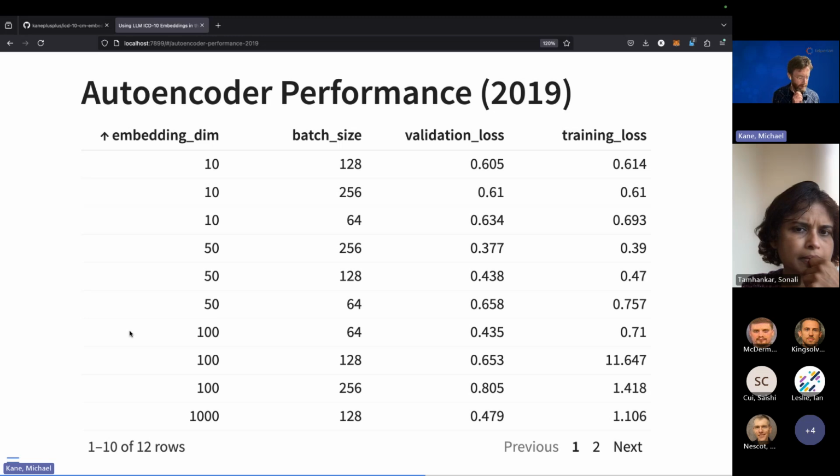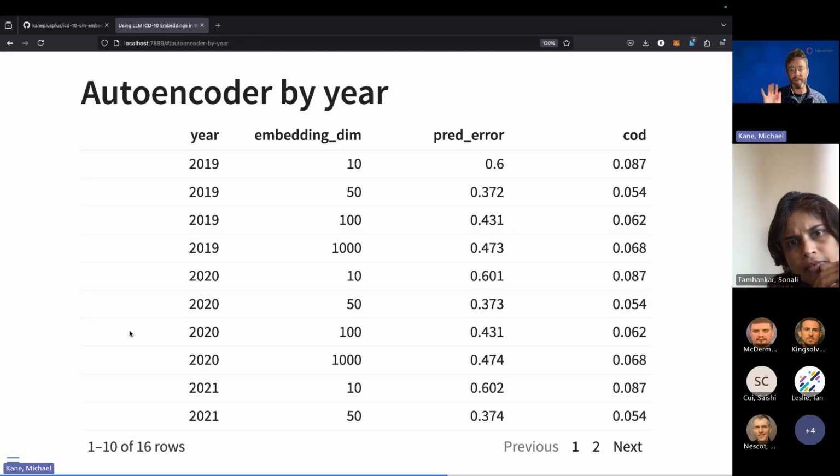The other thing we were a little bit worried about was how much variation you actually see over a year, because we know that the ICD-10 codes change over a year, and we wanted to make sure it wasn't changing so much that we needed to make an autoencoder for each year. So we trained on 2019, and then asked what happens if we reuse the same autoencoder, with no training, on the different years. We took the best of the models for each of the embedding dimensions. What we see is that the prediction error is actually pretty consistent across the different years, right?